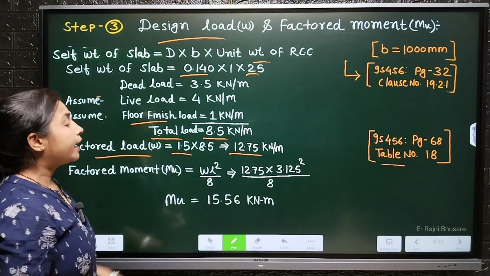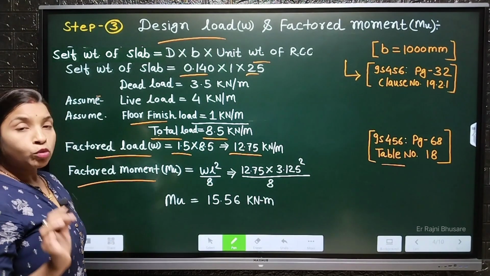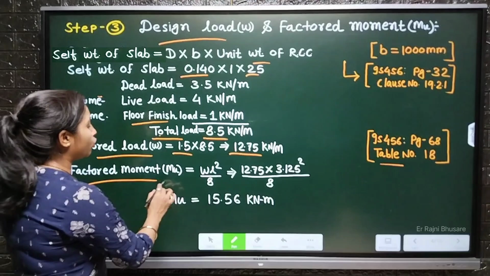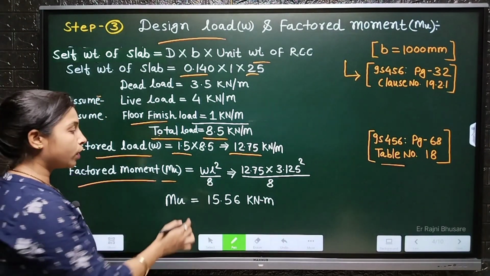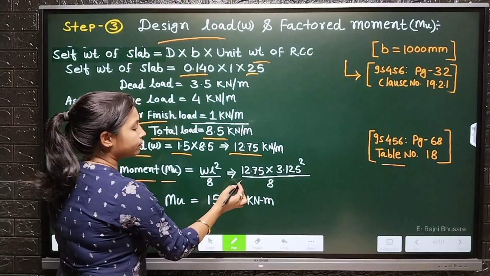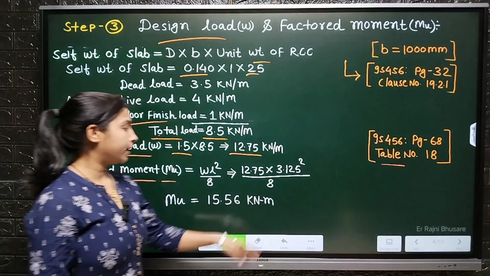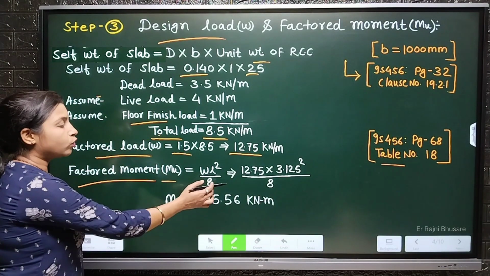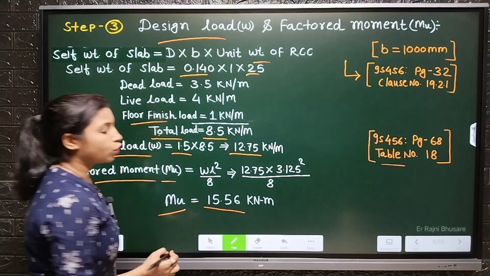Is that clear? After that, to determine the factored moment, it is denoted by Mu and the formula is WL square by 8. Put all values in this formula. Our W we have calculated is 12.75 and our effective span is 3.125, squared, divided by 8. Now it will be calculated. So our Mu here is 15.56 kilonewton meter.